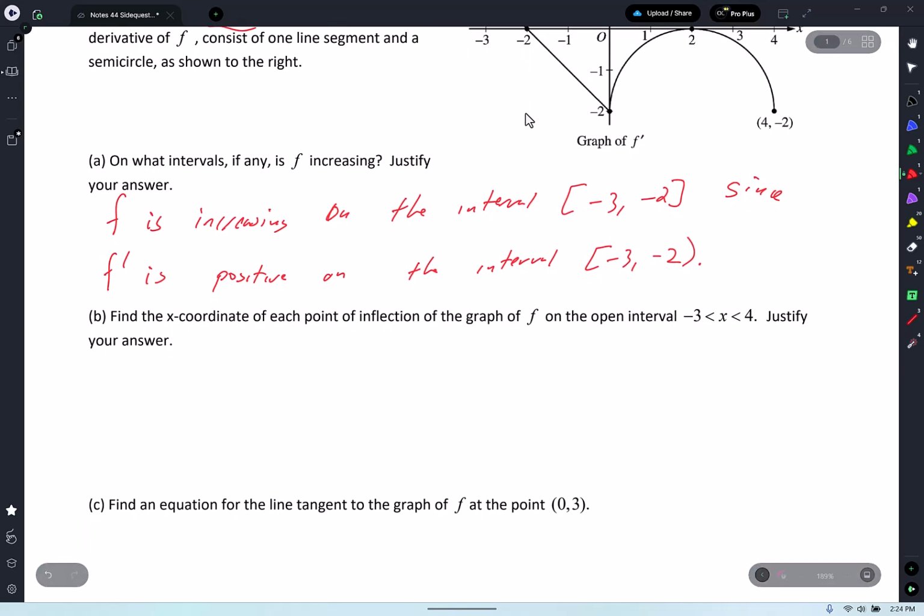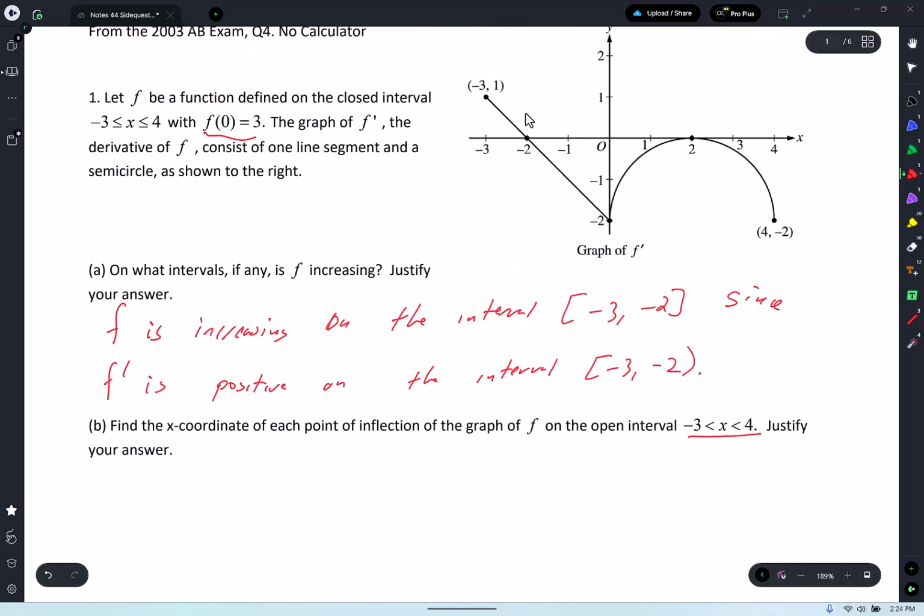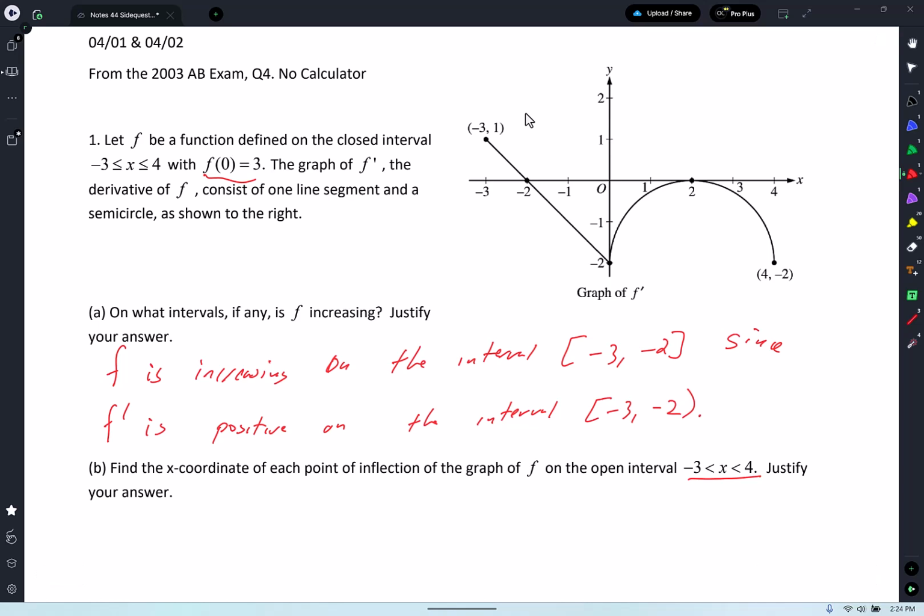Letter B. Find the x-coordinate of each point of inflection on the graph of f on the open interval -3 to 4. So we don't have to worry about endpoints. Justify your answer. So when do you have a point of inflection? But I don't have the graph of f, so how do I tell from the graph of f prime?